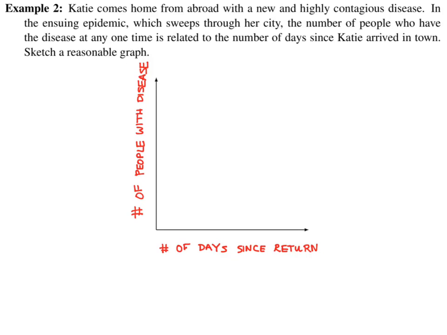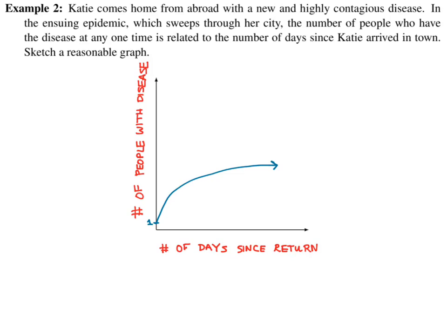The dependent axis is the number of people with disease, because you know that the number of people depends on how long since she's been back. And then the graph starts low, at 1, because Katie had the disease, and it increases. And it does taper off, though. It's highly contagious, and so more people get it. But then eventually it slows down, and the reason why is you run out of people to get the disease, because eventually everyone has the disease.